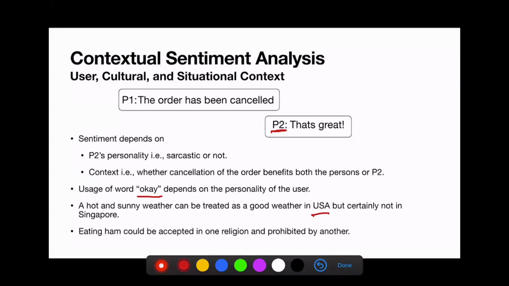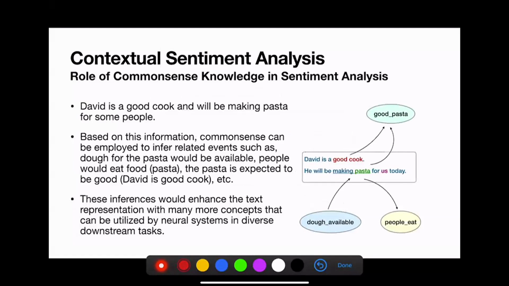Yeah, so these are the user cultural and situational context. So context can have two forms. One is the context in the monologues and conversation, and the other is the user cultural and situational context. Okay, now a very interesting thing: the role of common sense knowledge in sentiment analysis.